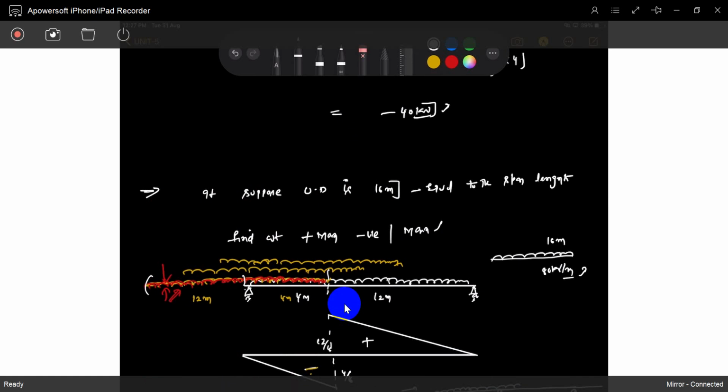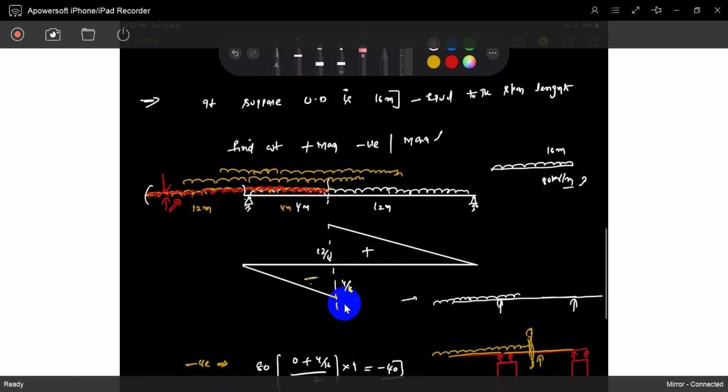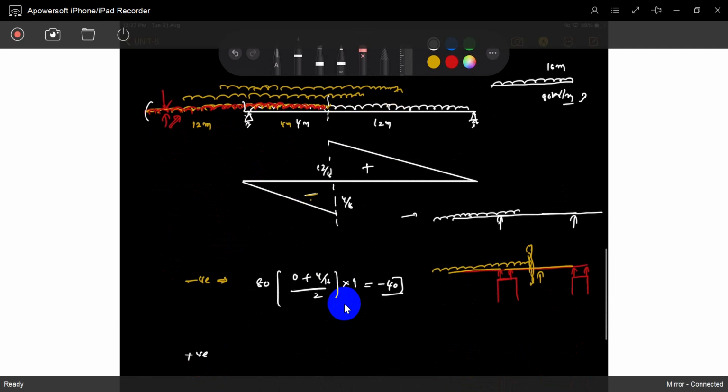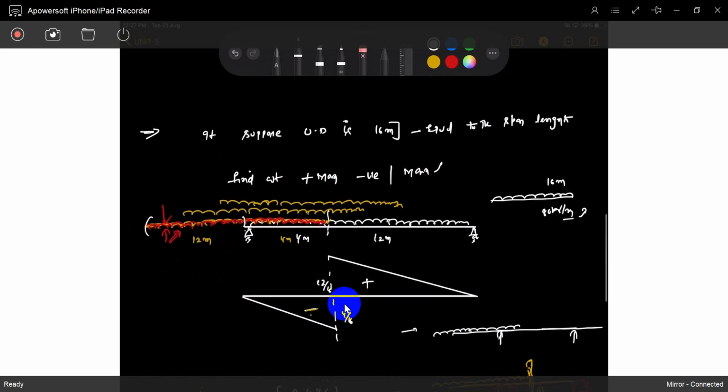Now you can see for maximum positive shear. When will we get maximum positive shear? The load is just crossing here, and the load is like this.